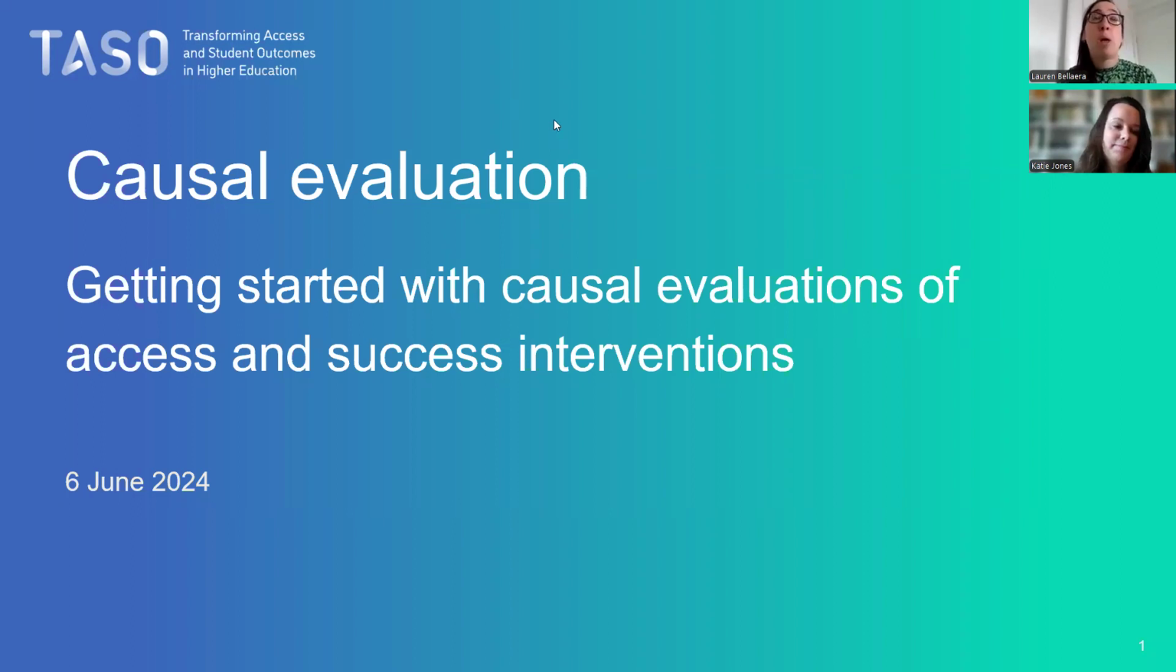So this is the first webinar in our series, an introduction to causal evaluation. Just to give a bit more background about myself and Katie, we work for the Brilliant Club, a university access charity, and we run a range of university access and student success interventions across the UK. As part of that, we have a research and impact function, and within that we offer consultancy. So we work directly with organisations and with universities to support them with their evaluation work.